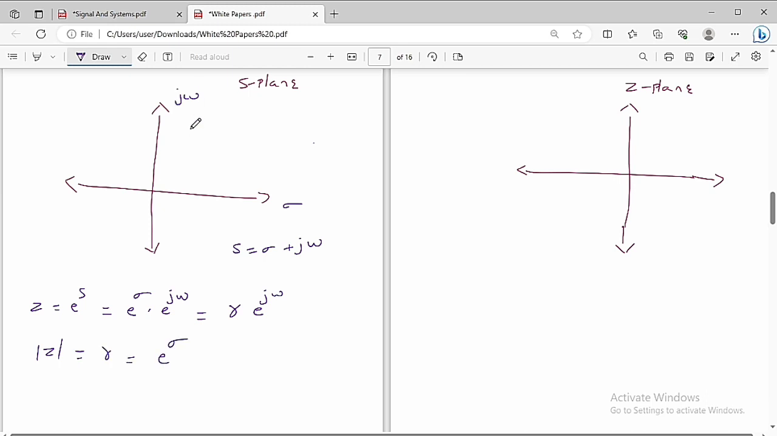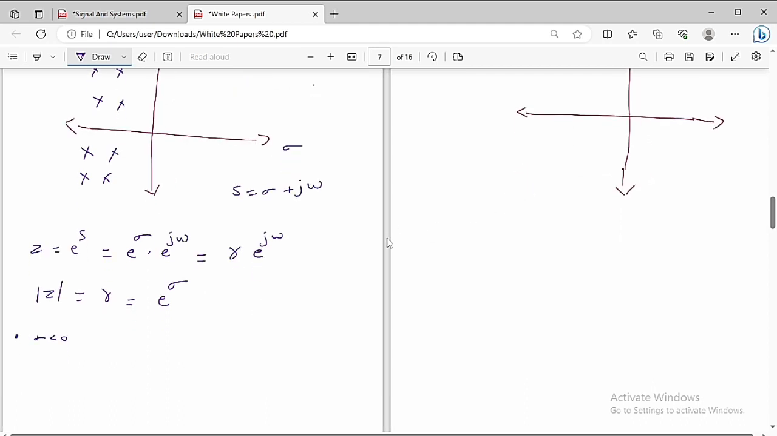So Z is equal to e to the power of sigma and e to the power of j omega. Suppose I want to map all these points, where will they go in the Z plane? All these points have sigma lesser than 0. So the points which lie in the left half of the S plane, sigma less than 0, I want to map to the Z plane. What is the first case? Sigma is lesser than 0.